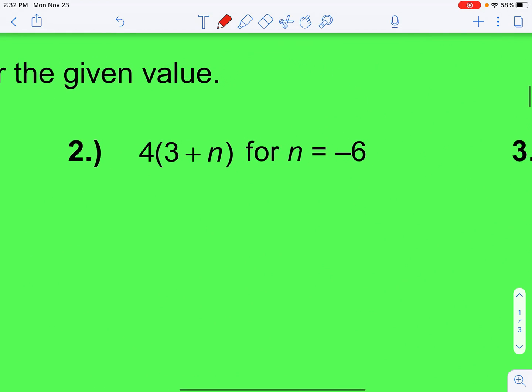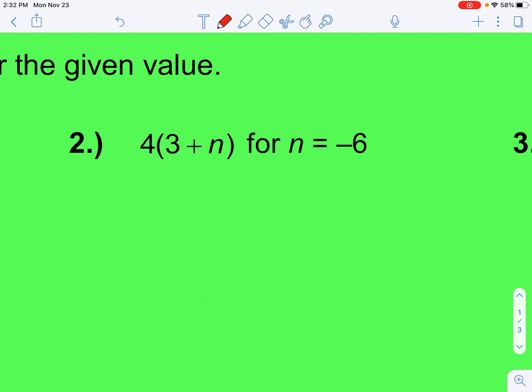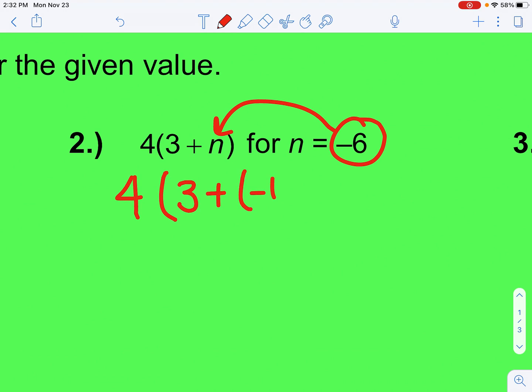Alright, number 2. I am taking 4 times 3 plus n for n is equal to negative 6. So I'm plugging negative 6 in for n. So I have 4 parentheses 3 plus a negative 6. Alright, now we think back to order of operations. Do I multiply first? Do I do parentheses first? Do I add first? Right, I do parentheses first.